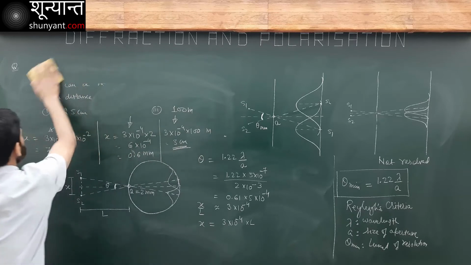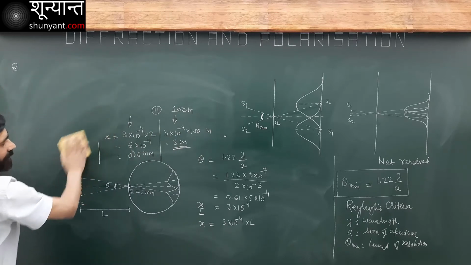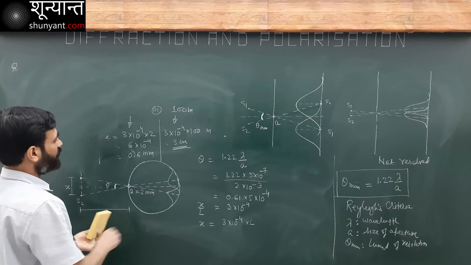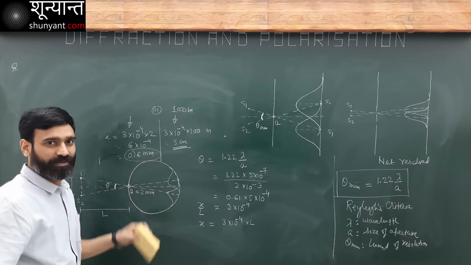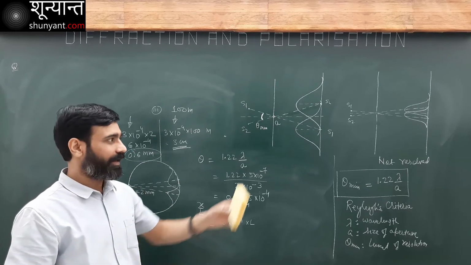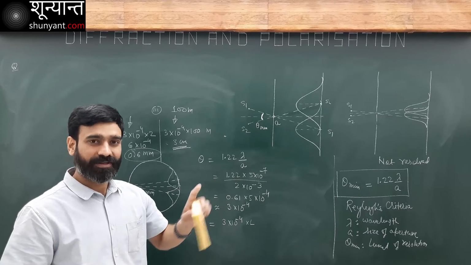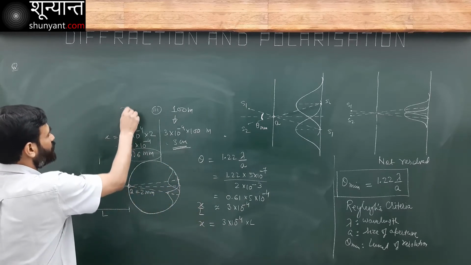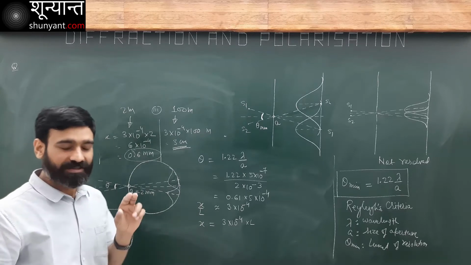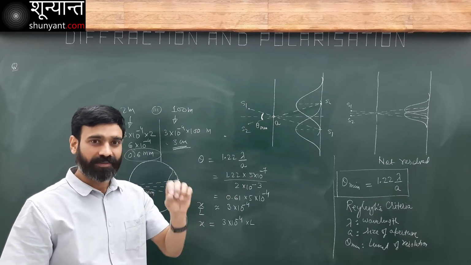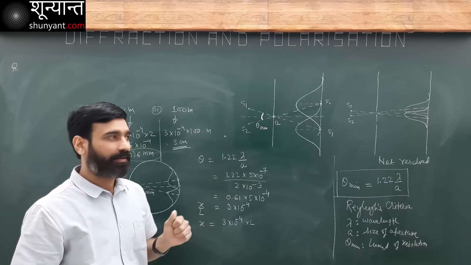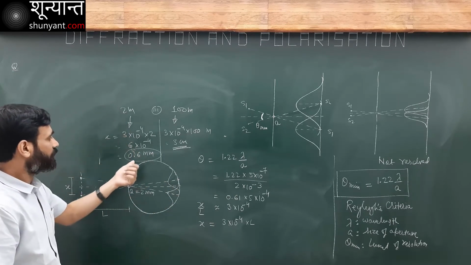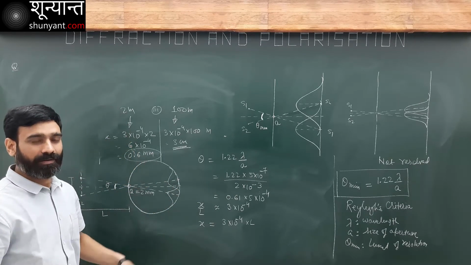Now, one other interesting problem. If the separation is 0.6 mm, then I can see them separately from what distance? 2 meter. If two points are separated by a distance of 0.6 mm, half mm, then I can see them from a distance of 2 meter.